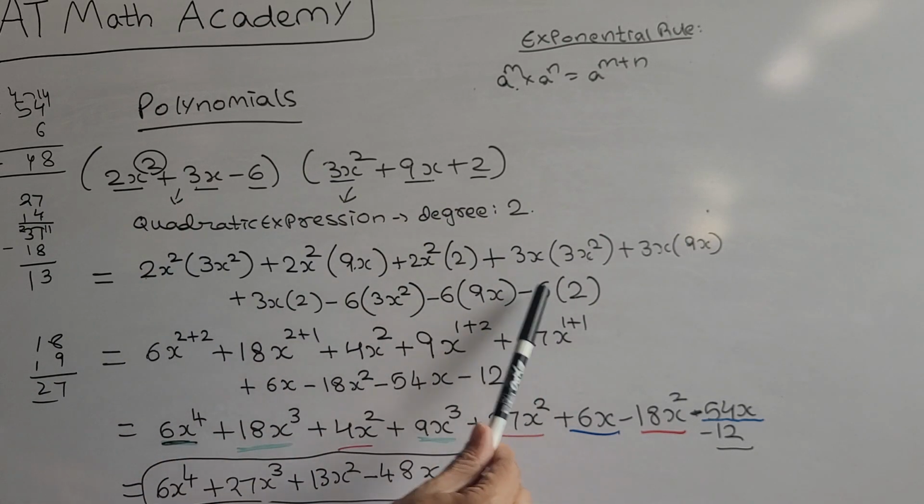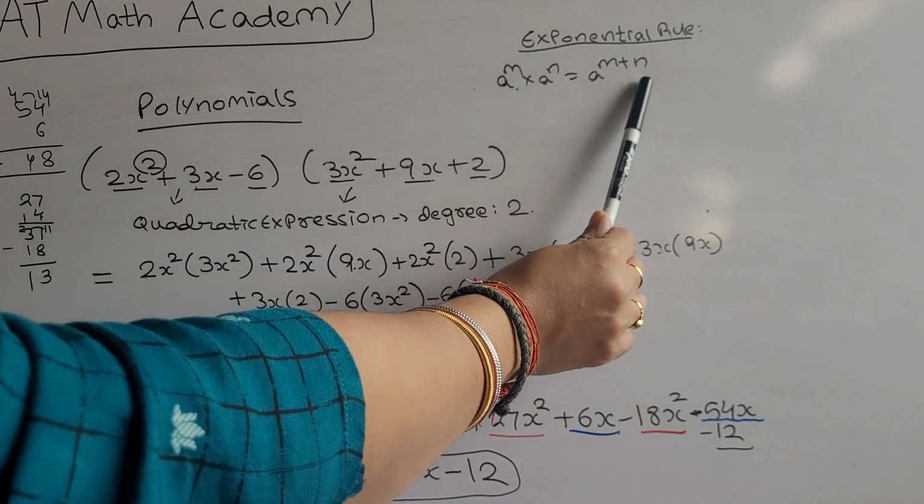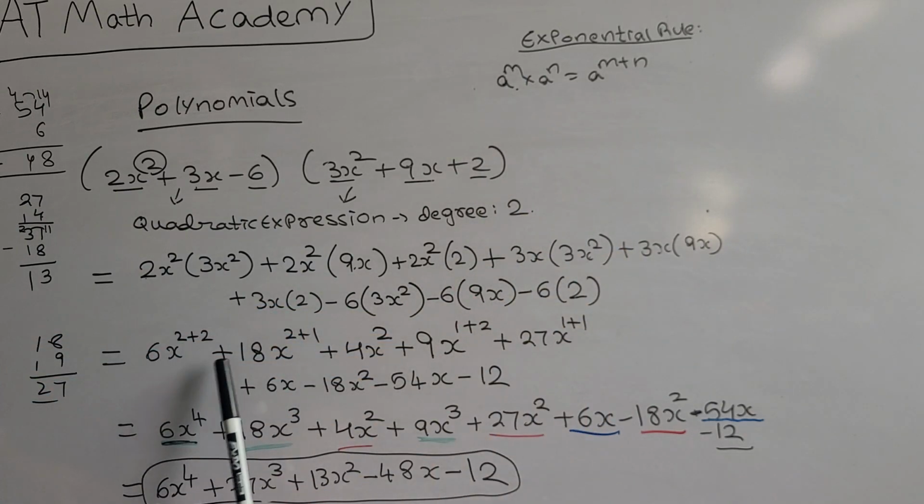When I am multiplying, I am going to apply my exponential rules. a power m into a power n is a power m plus n. So I have applied that, and I have shown you here. After my application of the exponential rules, I'll be left with more terms with the same degree. So I need to regroup and add and subtract the numbers depending upon the coefficients for the same degrees. For x power 4, I only have one term.